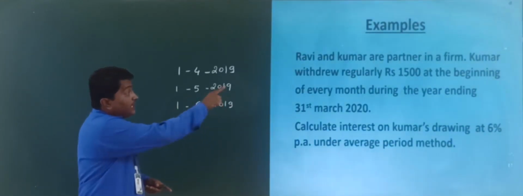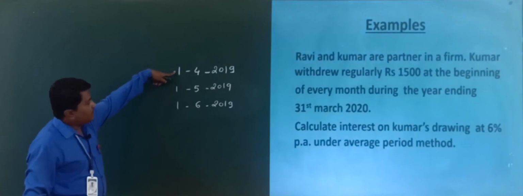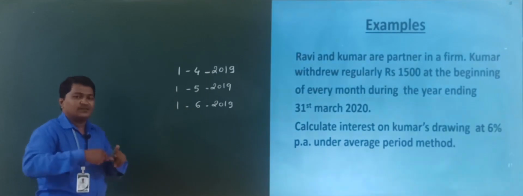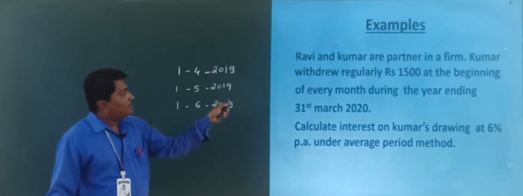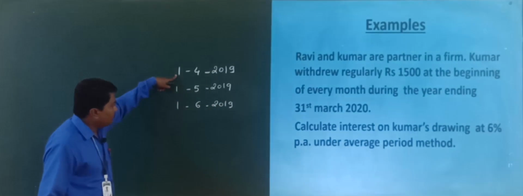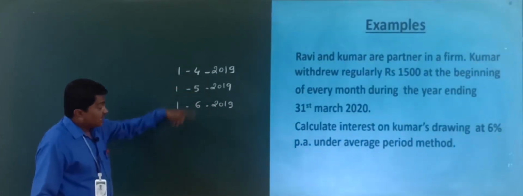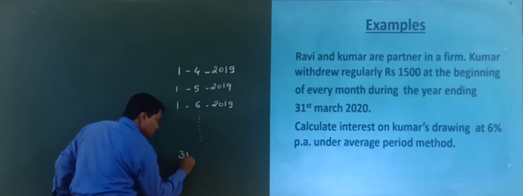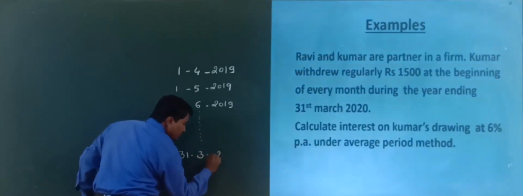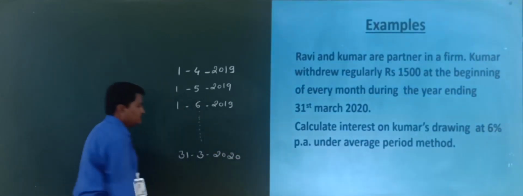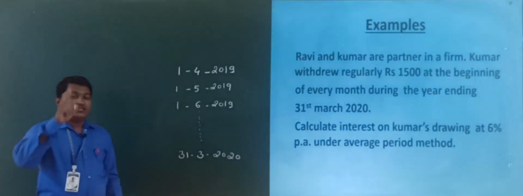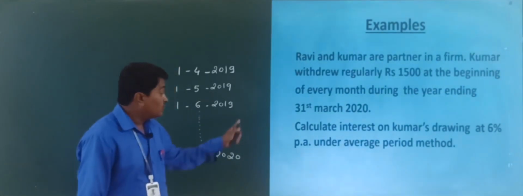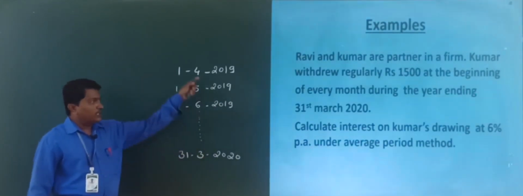He withdrew regularly at the beginning. That's why I took 1/4, 1/5, 1/6. Beginning means first day of the month, beginning of every month. Likewise, again he took for 7, 10, like this up to where he withdrew, 31st March 2020. Likewise, every month he withdrew rupees 1500 up to 31st March 2020.